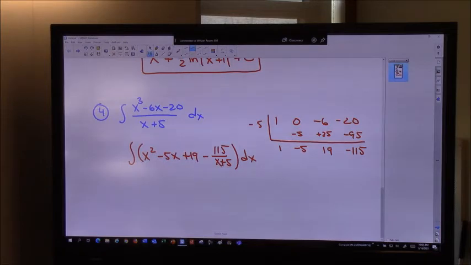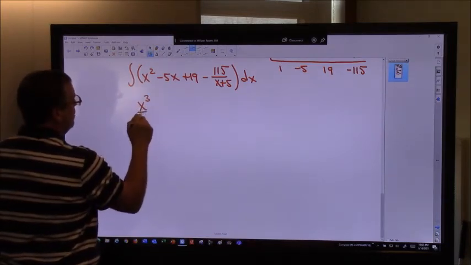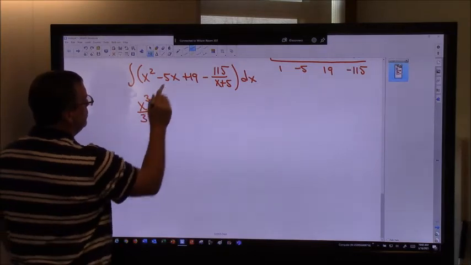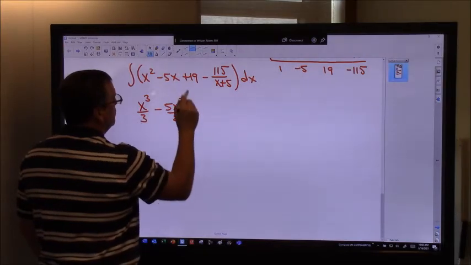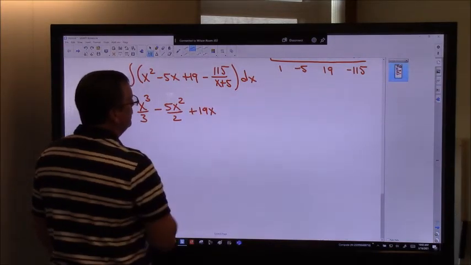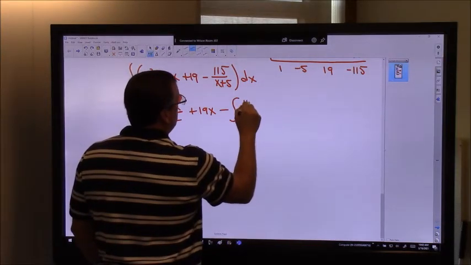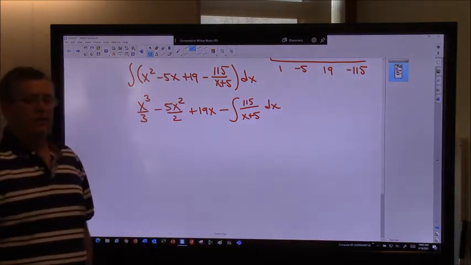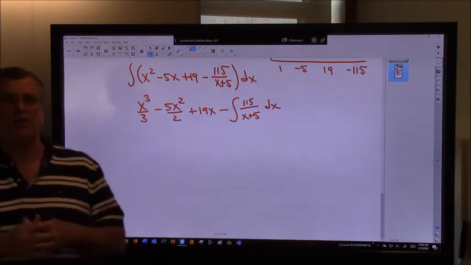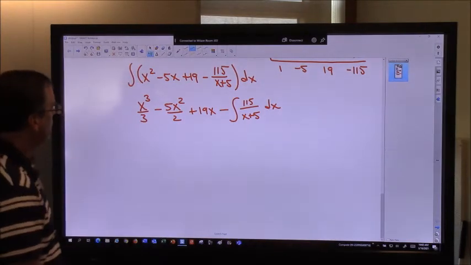And at first, you might have looked at that and said, oh, that looks hard. But it's not hard. Add 1 to the exponent, divide by the new exponent. Minus, add 1 to the exponent, divide by the new exponent. Plus 19x. And here I'm going to write this as an integral of 115 over x plus 5 dx. The only reason I'm writing this as an integral is because I like to see the u prime over u. If I can see it, then I know I've got things right.